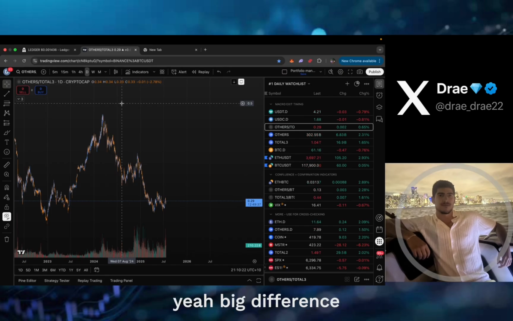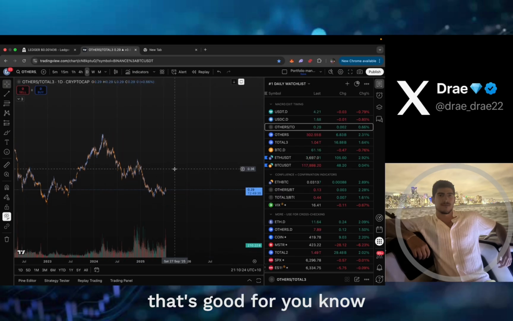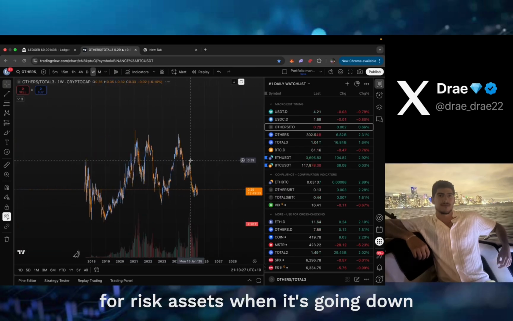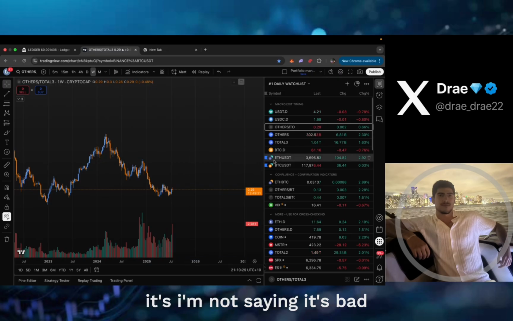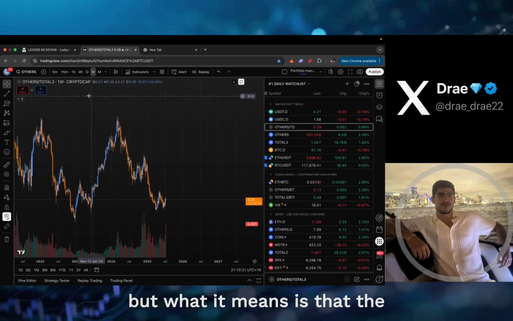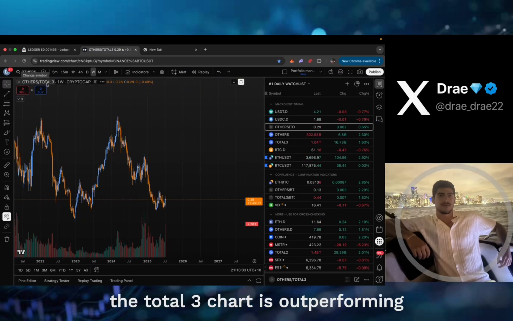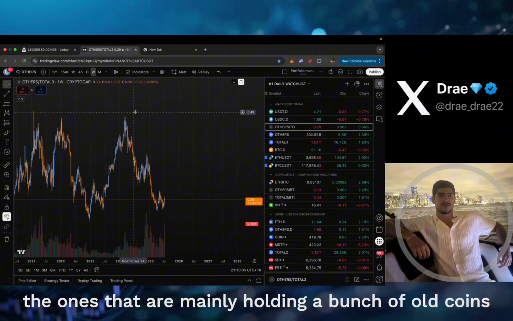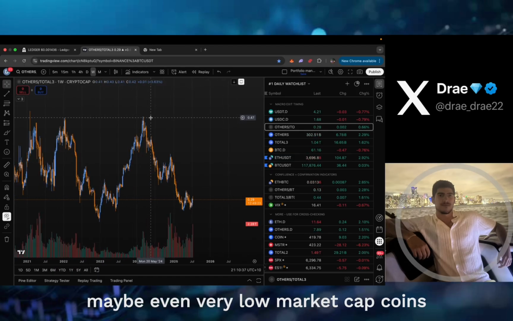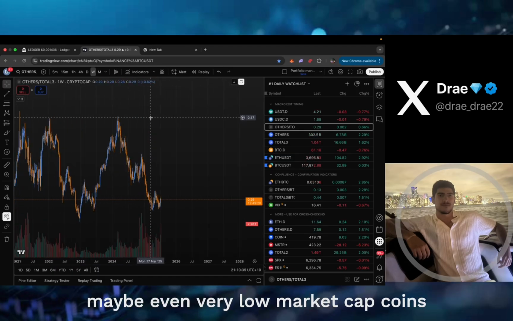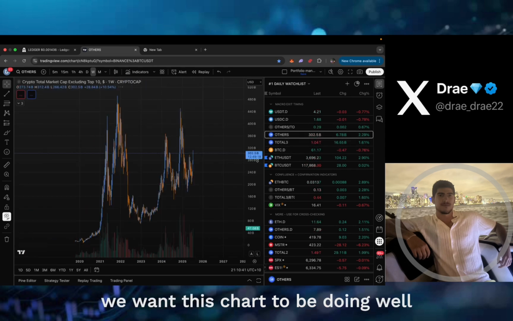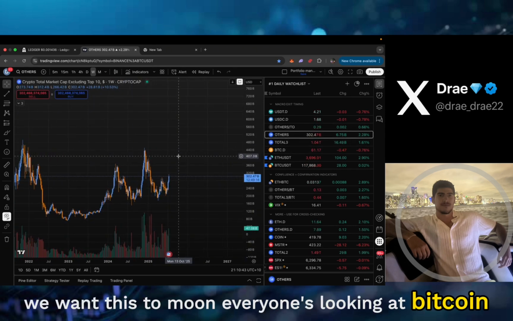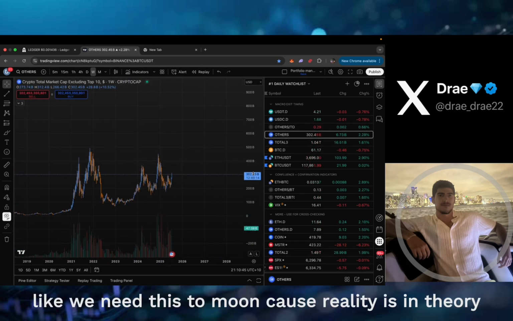Big difference. But yeah, when this goes up, that's good for risk assets. When it's going down, I'm not saying it's bad, but what it means is that the total 3 chart is outperforming. And so for us, the ones that are mainly holding a bunch of altcoins, maybe even very low market cap coins, we want others, okay, we want this chart to be doing well. We want this to moon. Everyone's looking at Bitcoin, Ethereum, bro, like we need this to moon.